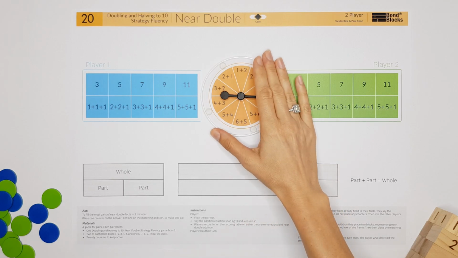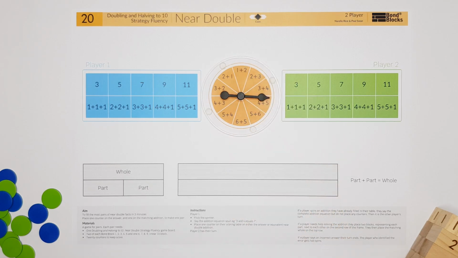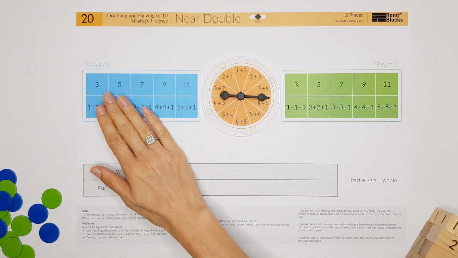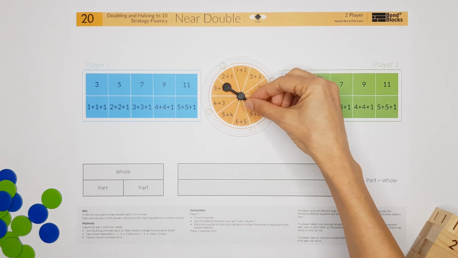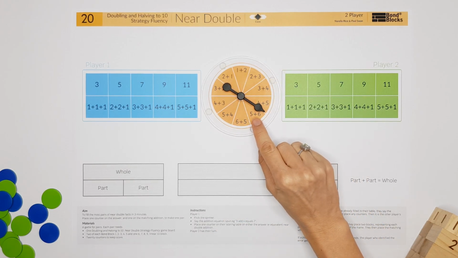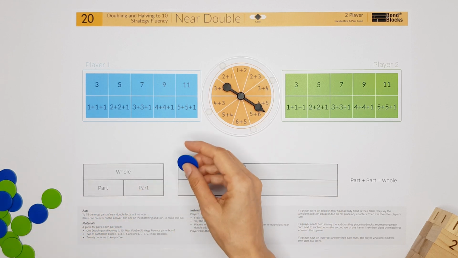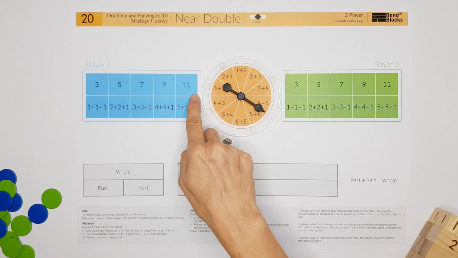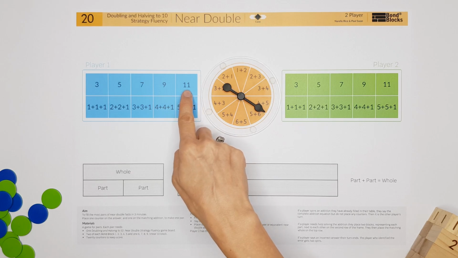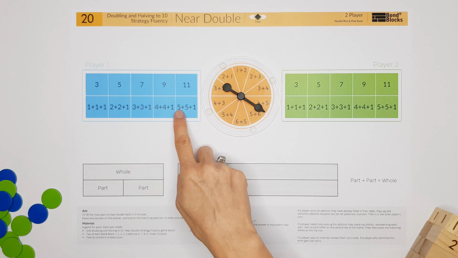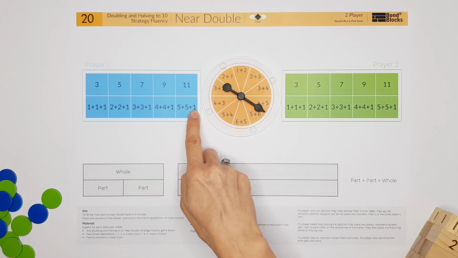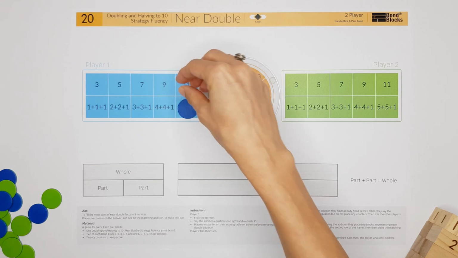Begin by placing your clear plastic spinner on the game board. Player 1 goes first. They say the addition with the answer. 5 add 6 equals 11. And they place their counter on a cell that's worth 11. This is worth 11. This is also worth 11 because 5 and 5 is 10 and 1 more is 11. I'm going to put it on this 11.